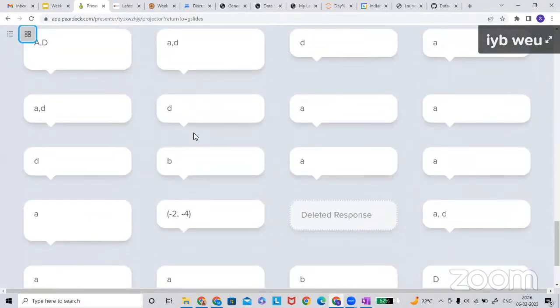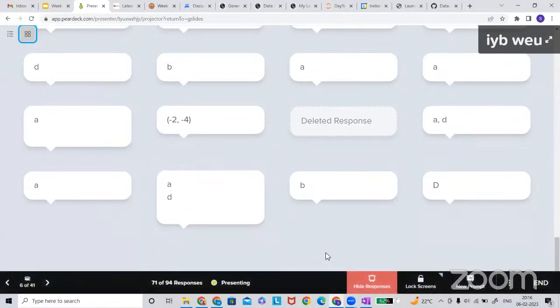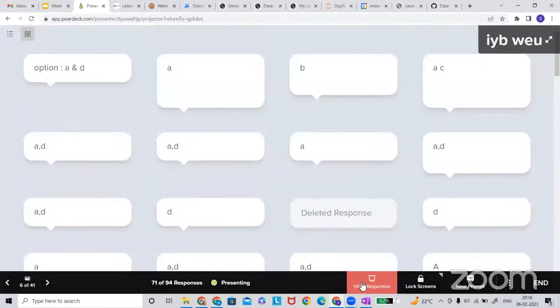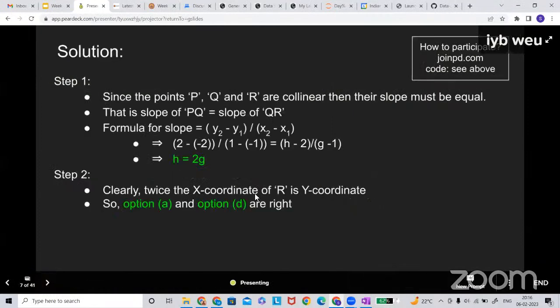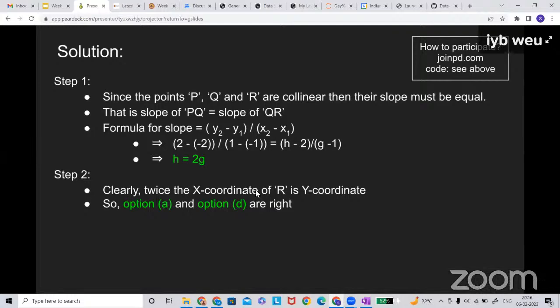So can we proceed? Yeah. In the solution, in the first step, you can see that since P, Q and R are collinear, their slopes must be equal. In that question, you need to find the slope. Collinear means they are lying on a single line.